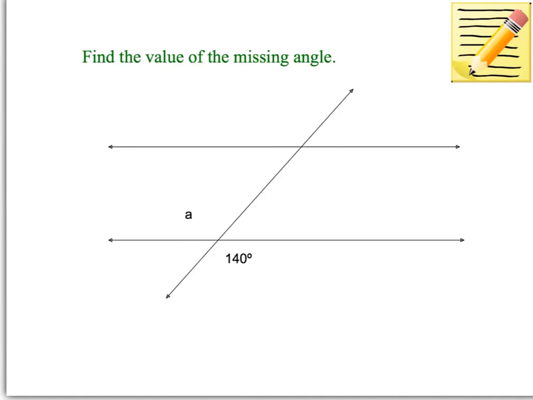Okay, this is a bit trickier. We've got a few more lines to look at here, which could be confusing. However, if you look at it closely, you can see that it's a vertically opposite angle. So here, so therefore, using our vertically opposite angle symbol, A equals 140 degrees because vertically opposite angles are equal.